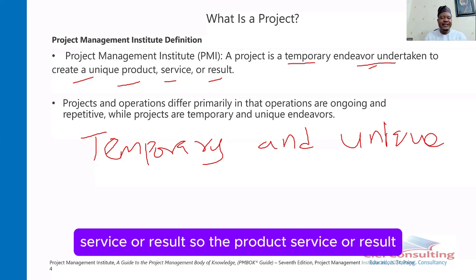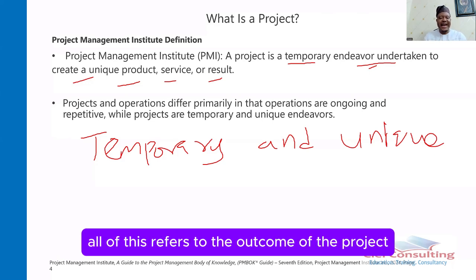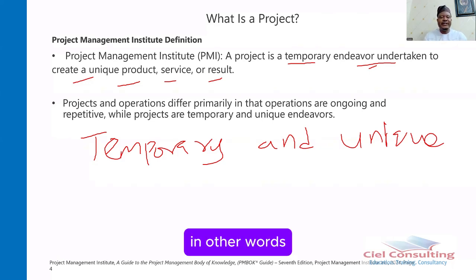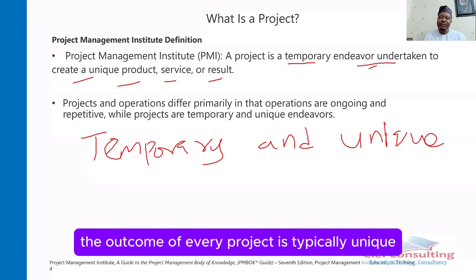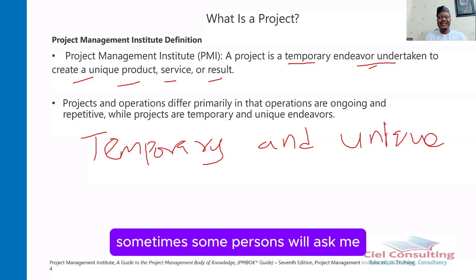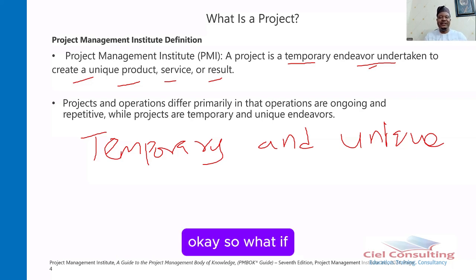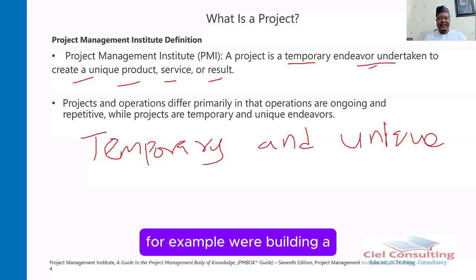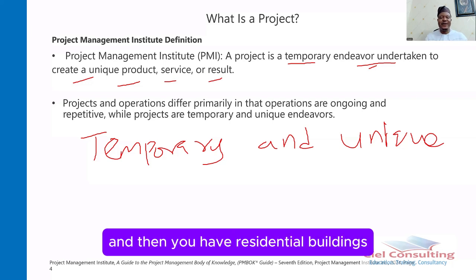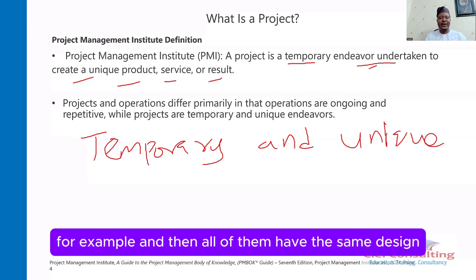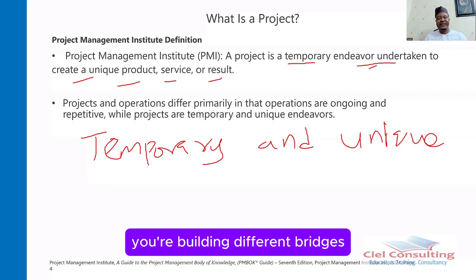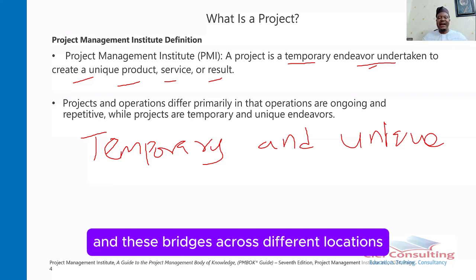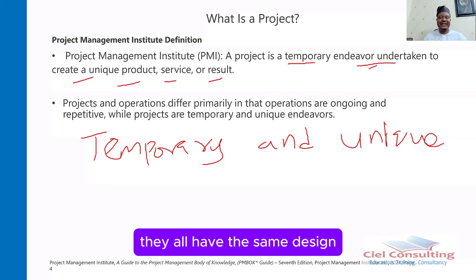The product, service, or result all refer to the outcome of the project. In other words, something that has not been created before. And like I mentioned, the outcome of every project is typically unique. Sometimes some persons will ask me, what if we're building a housing estate with residential buildings that all have the same design? Is that unique? Or let's say you're building different bridges across different locations, and they all have the same design.